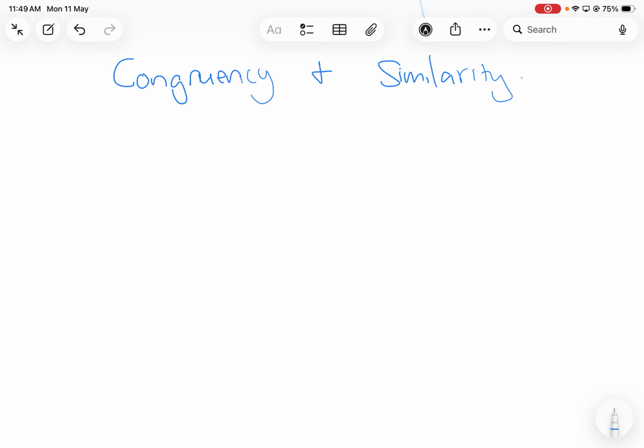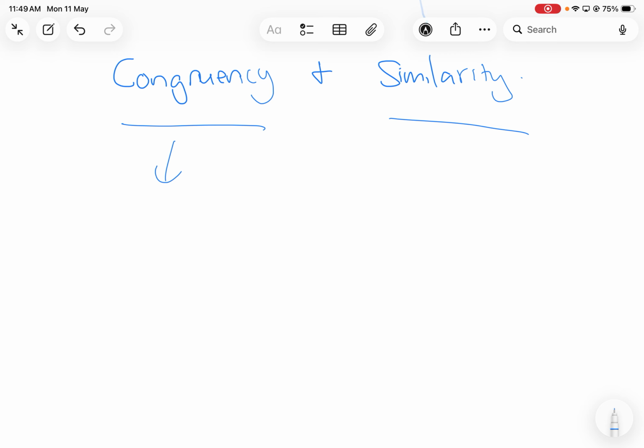Okay, when we talk about congruency and similarity, we are talking about shapes. We are talking about figures. So, the most simple figure that you all will see, the most simple shape, is a triangle. Then it can become more and more complicated. So let us use triangle as an example.